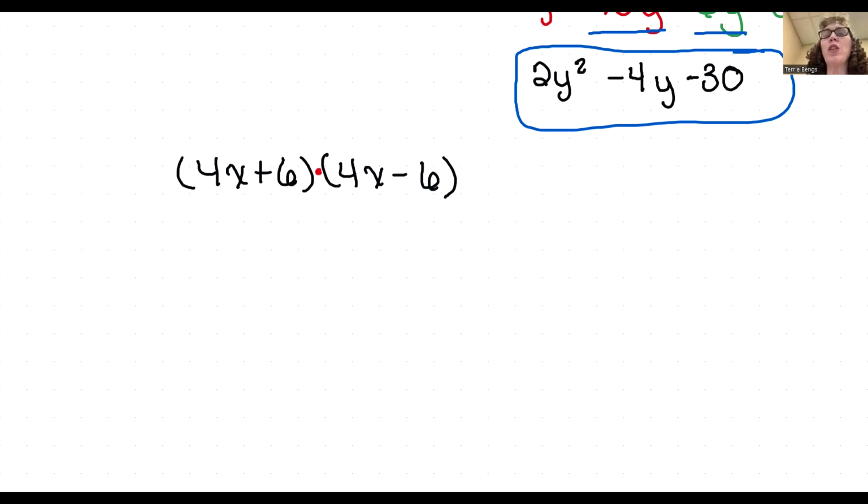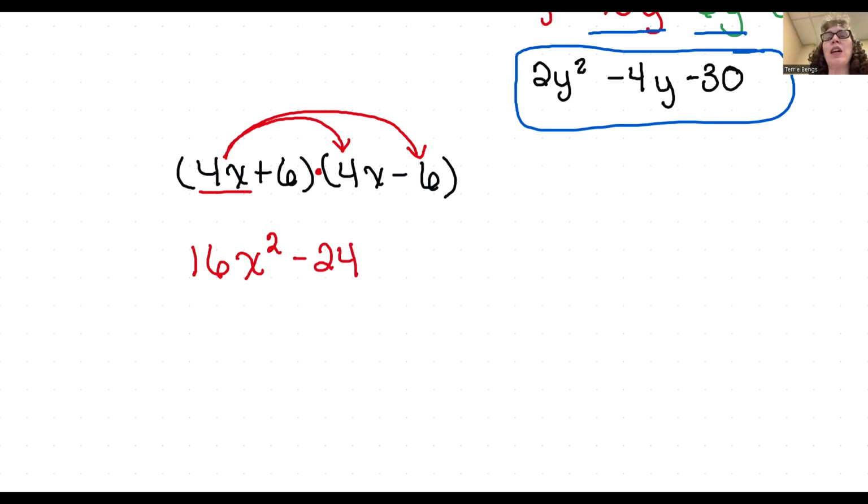So we're going to start with our first 4x, and he is going to multiply by each term in the second set of parentheses. So we say 4x times 4x is, or 4 times 4 is 16. And then x times x, we've already determined that that is x squared, right? All right, so now we're going to do that 4x times that negative 6. So 4 times negative 6 is negative 24. They have one x with them, so we're going to bring down that x. All right, so that one's done.